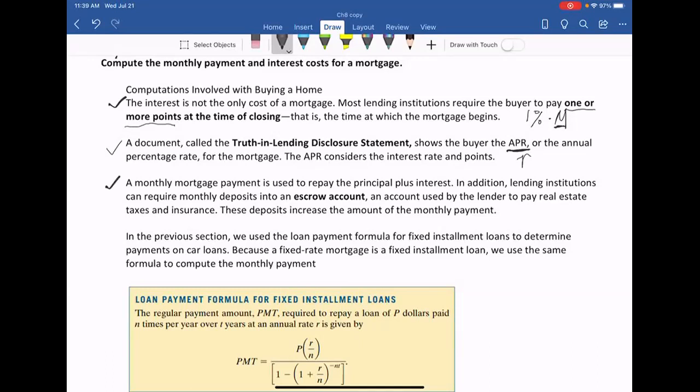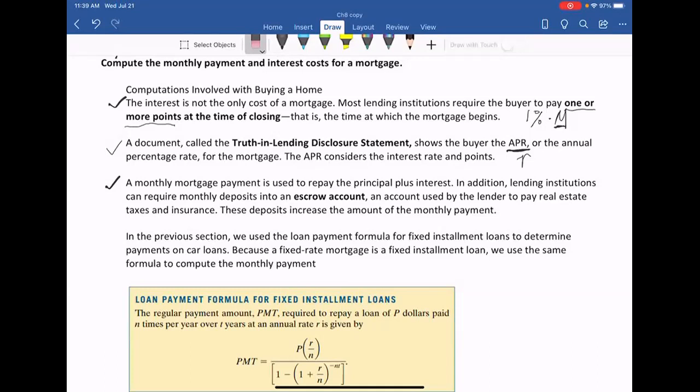A monthly mortgage payment is used to repay the principal plus interest. In addition, lending institutions can require monthly deposits into an escrow account, an account used by the lender to pay real estate taxes and insurance. These deposits increase the amount of the monthly payment.